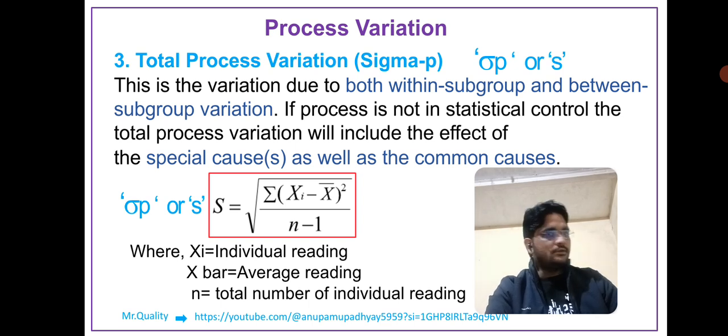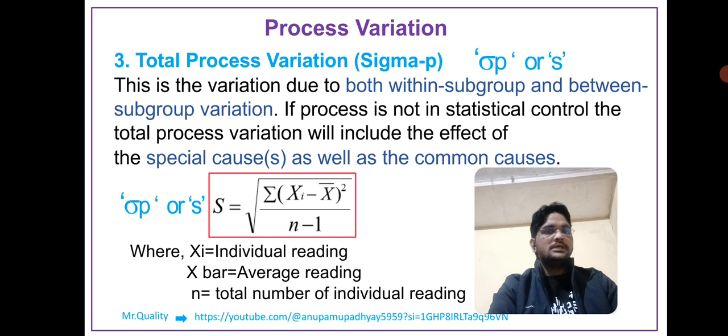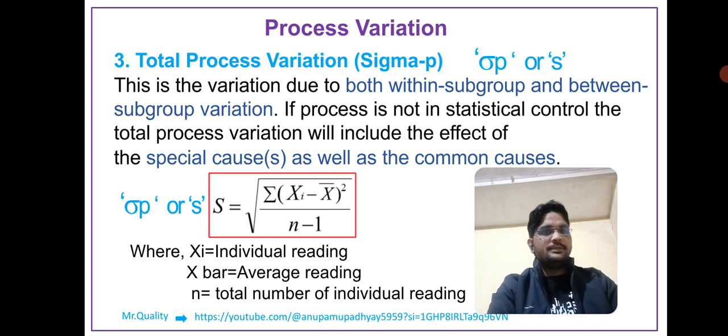Xi is an individual reading like x1, x2, x3, x4, x5; we are taking 100 readings. X bar is the average reading. We are taking a subgroup size of 5, so x1 plus x2 plus x3 plus x4 plus x5 divided by 5, then x6 x7 x8 x9 x10 divided by 5, and so on, that is the average reading.